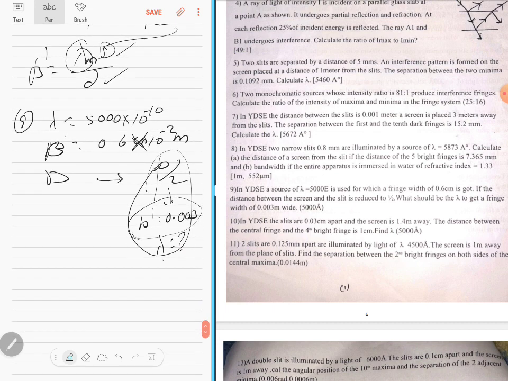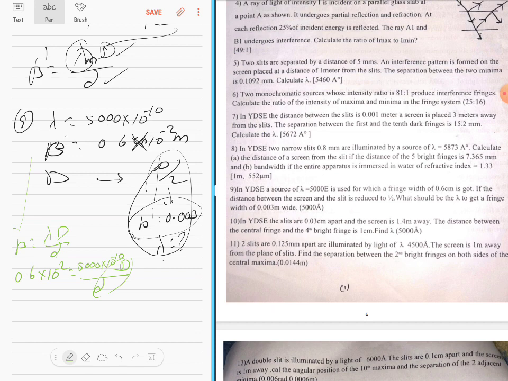Okay, so you know that initially, using the first data, beta is equal to lambda into capital D by small d. Beta itself is 0.6 into 10 to the power minus 2, is equal to lambda, which is 5000 into 10 to the power minus 10, into capital D by small d. With this you can find what capital D by small d is. The fringe width is given. If the distance between the slit is reduced to half, what should be the wavelength?